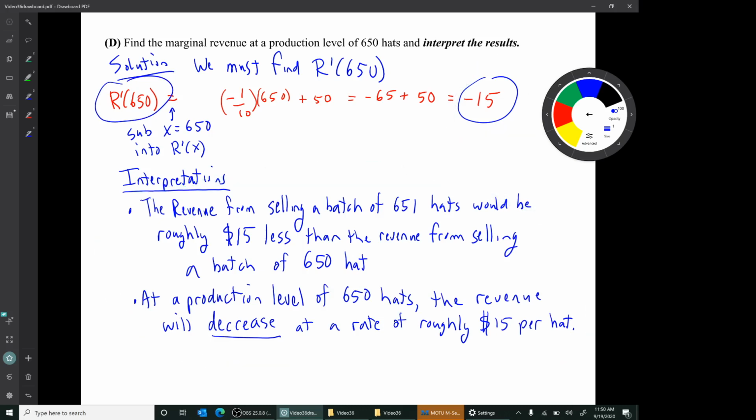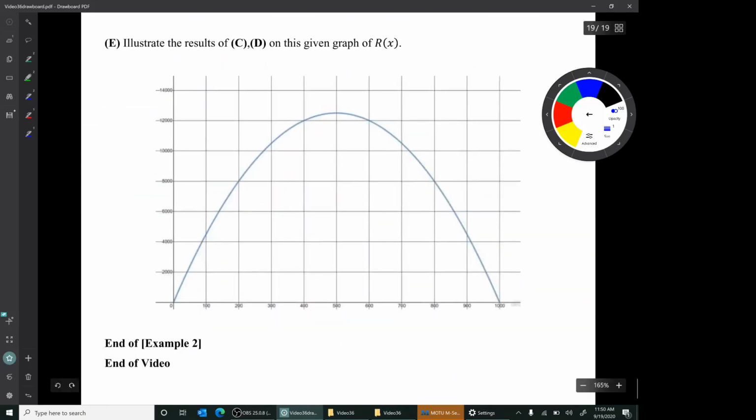There's one more part to this question. Illustrate the results of C and D on the graph of R of x. Well, so this is the graph of R of x. Let's label it. There's our formula for R of x. Notice that it has two x-intercepts, at (0, 0) and at (1000, 0).